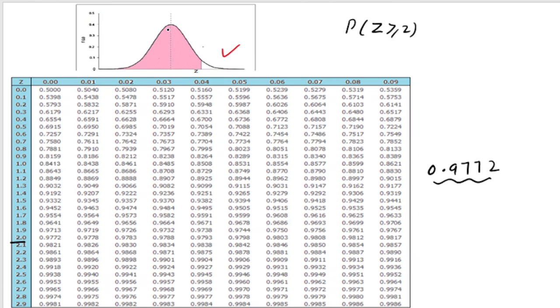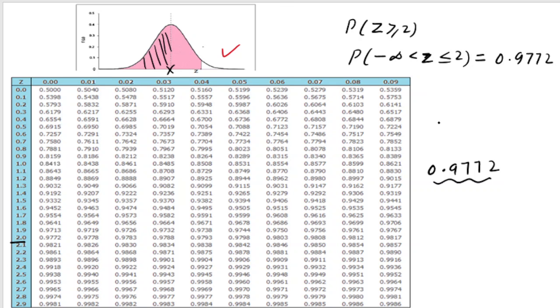So why is it so? Because we already know that up to z equals 0, this area is 0.5. The other table gives me the area between 0 to z, but this table gives me the area to the left of z. So what they are basically giving is the area from minus infinity to z, or you can remove the equal sign, because some of you will say that we can never reach infinity, so I should remove it. Right. So minus infinity less than z and less than or equal to 2. That area here is given to be 0.9772.